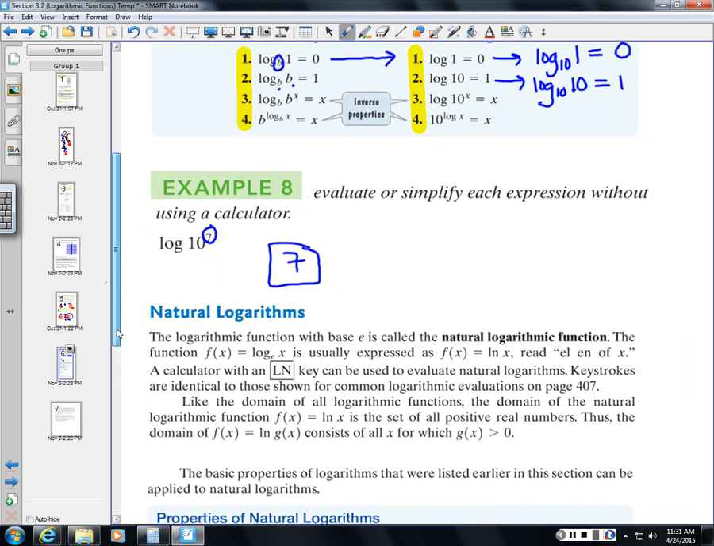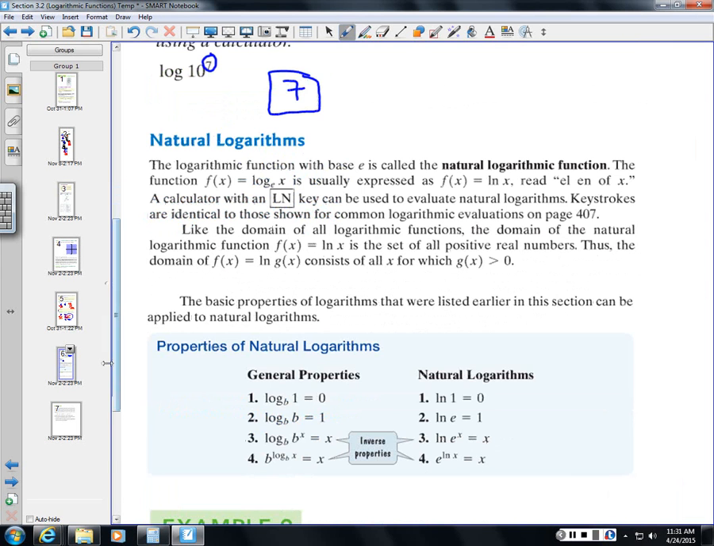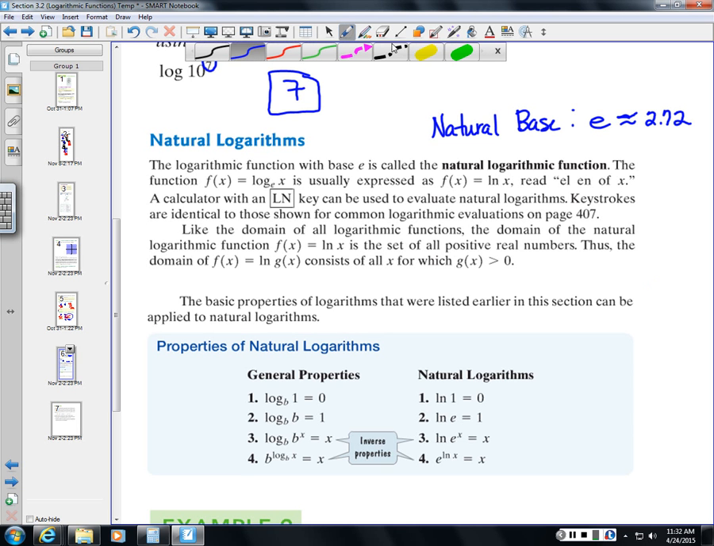Okay, and then the other type of logs that we have, so we have common log and then we have natural log. And the natural log, if you remember from a previous section in chapter 3, we had something called the natural base. And the natural base is our e that we've been working with. We said it's approximately 2.72. So the log function that has the natural base is called the natural log. If its base is the natural base, so if it's log base e, we have a special name for that, and it's called the natural log.